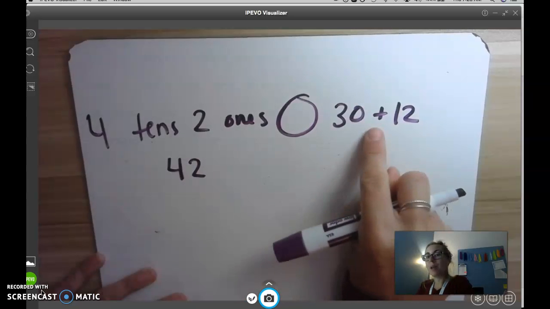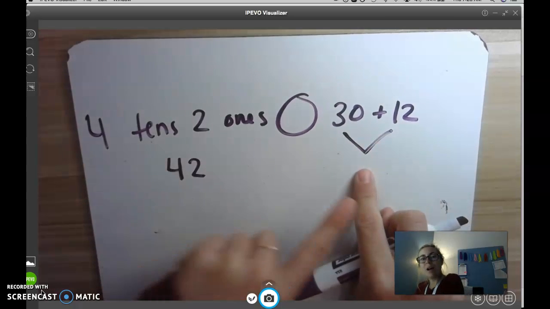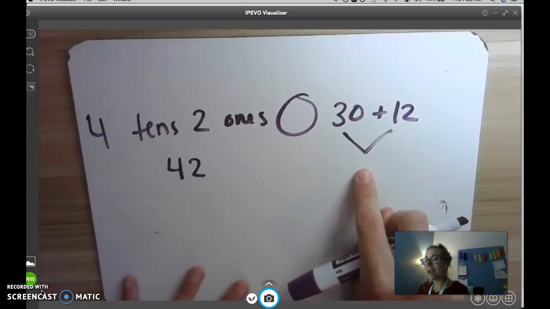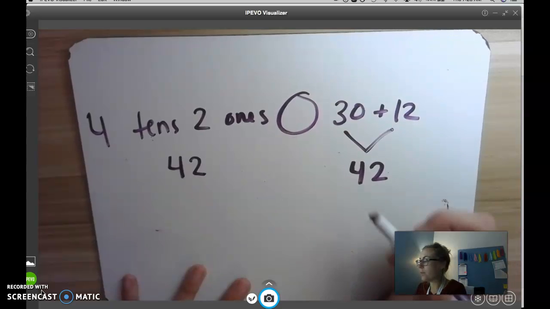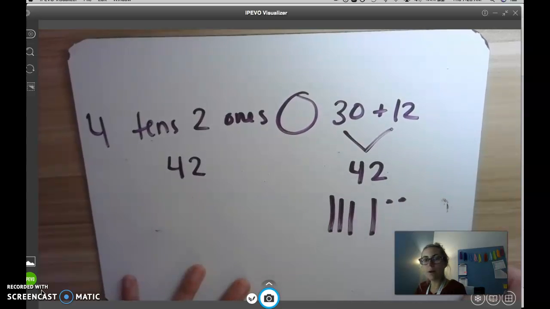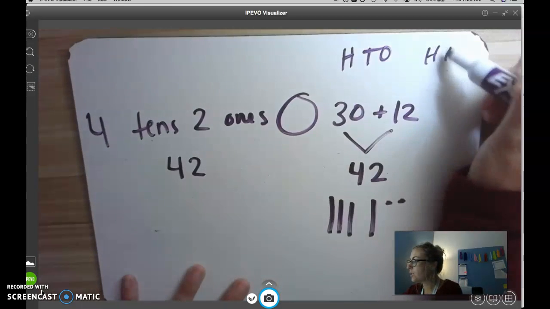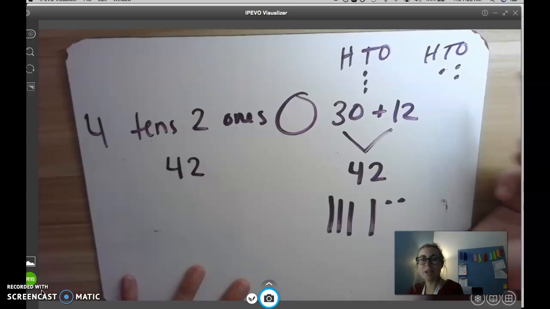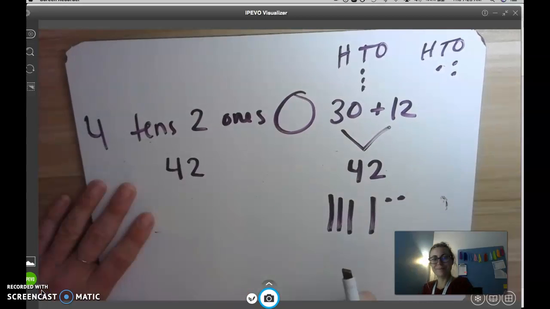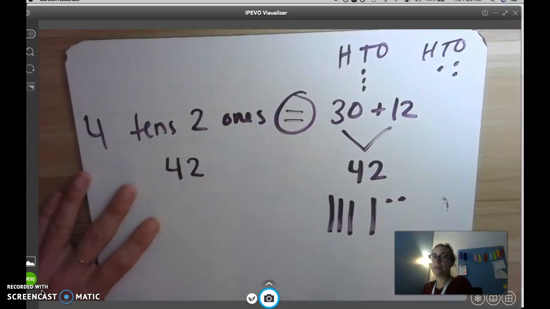Then I see 30 plus 12. I need to add these together to find what this side of my comparison sentence says. I know 30 plus 12 is the same as 42. I can draw that out to help my thinking. 30 plus 12. I can also show it in place value blocks. Hundreds, tens, and ones, 30 plus 12. I know that that's 4 tens and 2 ones. So now I know that my comparison symbol is my equal sign. 42 is equal to 42.